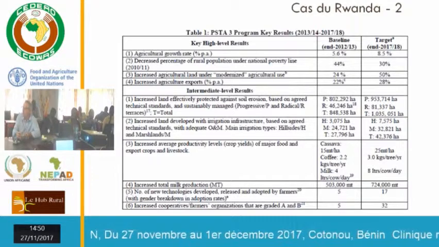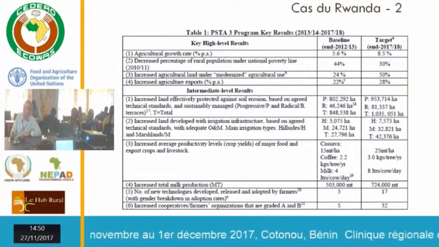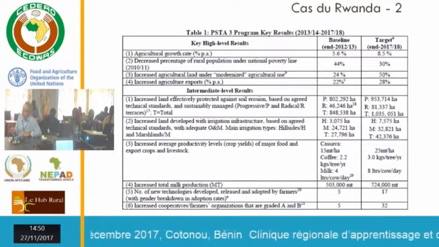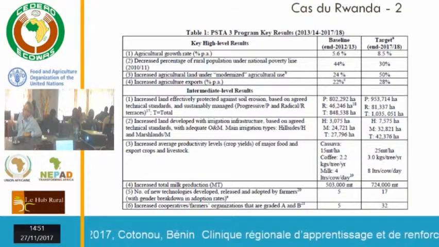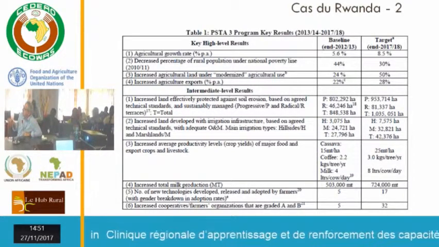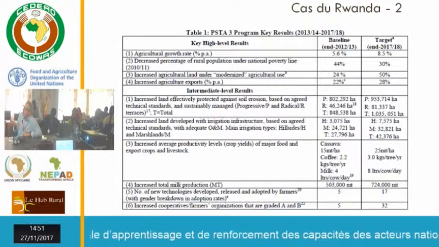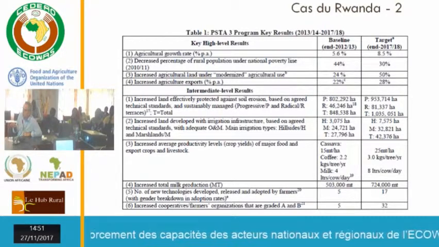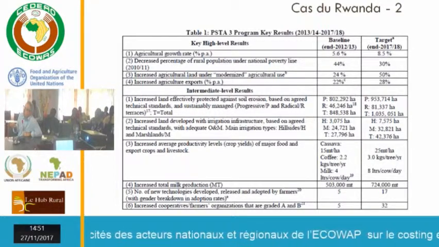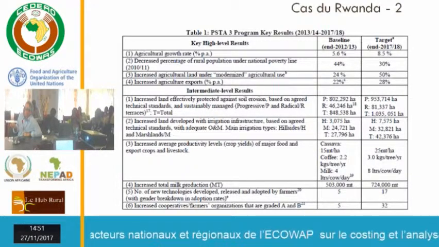Here we have the strategic framework, the result framework of Rwanda, where they compare the baseline, what existed during the preparation of the plan in 2013, with the target for 2017-2018. So they distinguish what they call high-level results, which relate to agriculture: the development of agricultural GDP and also the reduction of rural poverty.